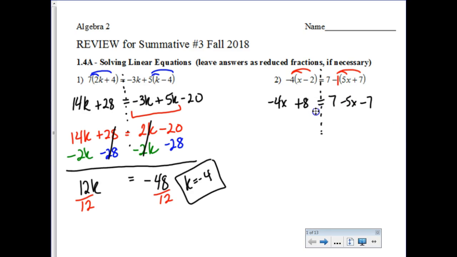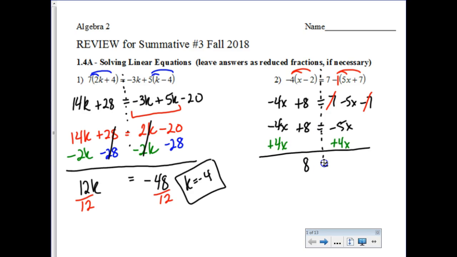So cleaning up some like terms on each side, the 7 and the negative 7 are actually going to end up canceling each other. So when you look at your leftover equation, negative 4x plus 8 equals negative 5x, you're going to want to bring the x's to one side, so the easiest way to do that would be to add this 4x over here. Alright, so almost home free here. We end up with 8 equals, careful on the negative, this is a negative 1x. So then dividing both sides by a negative 1, we find out that x equals negative 8.